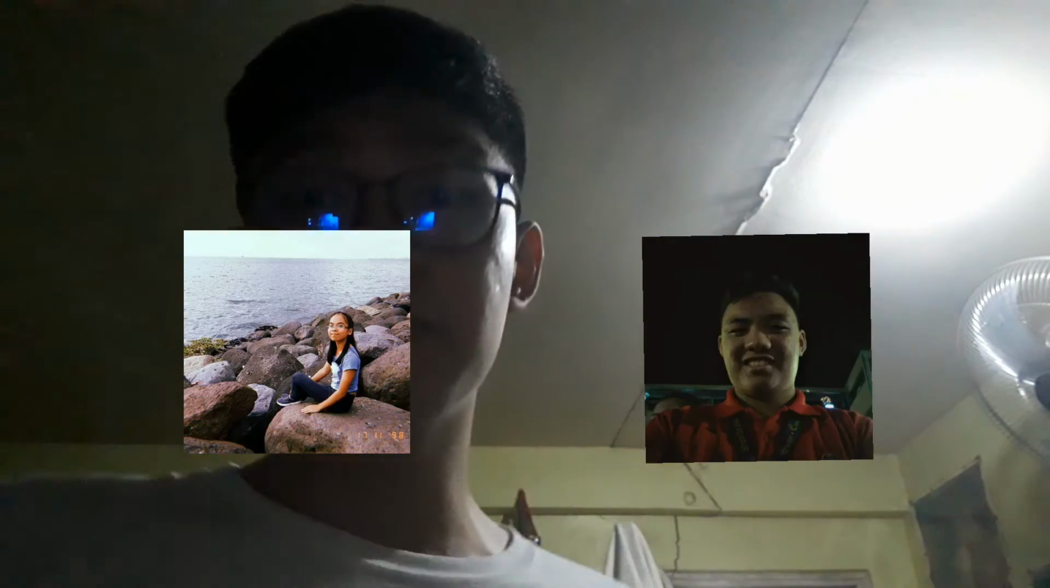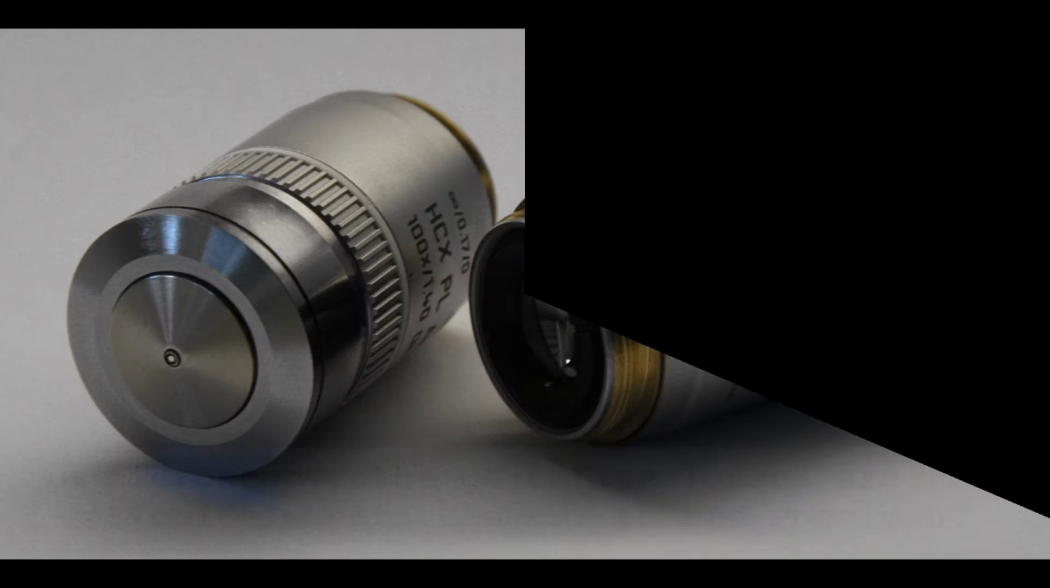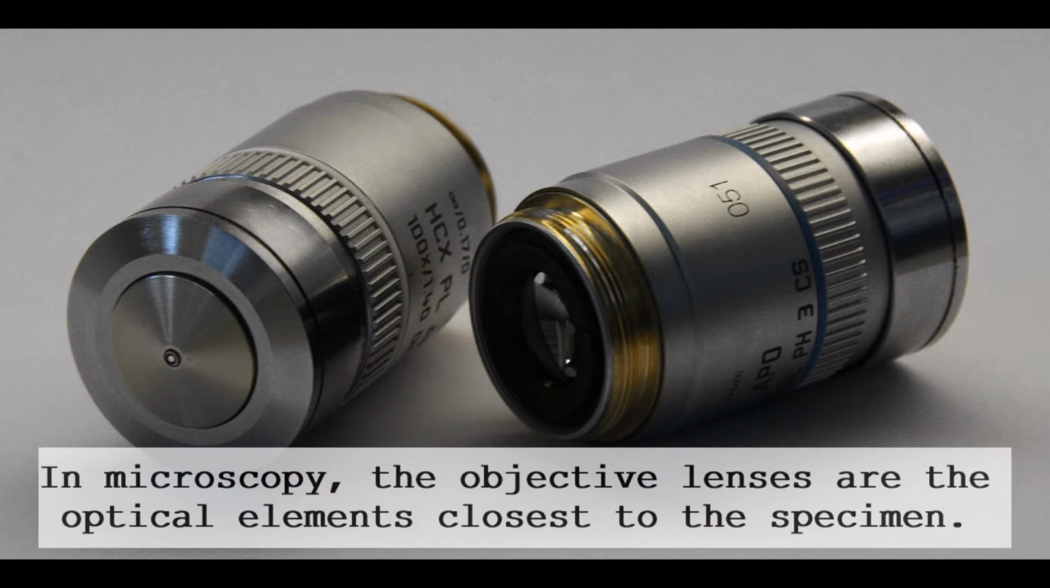Now, let's head on to defining what the different lenses used in a microscope are. It will be discussed by my groupmates Miss Somera and Mr. Arellano. The first lens is called the objective lens. It forms the real magnified image of the object. It is the most important optical unit that determines the basic performance or function of an optical microscope. In microscopy, the objective lenses are the optical elements closest to the specimen.